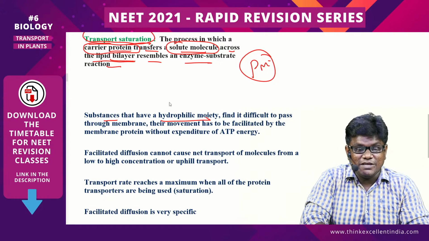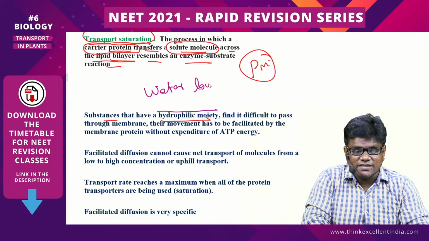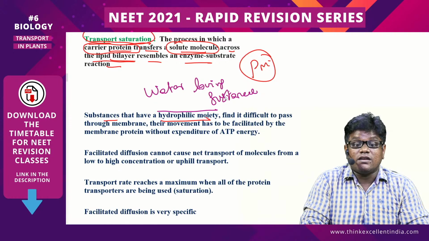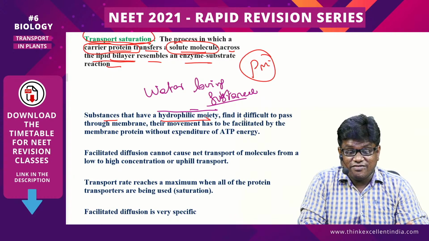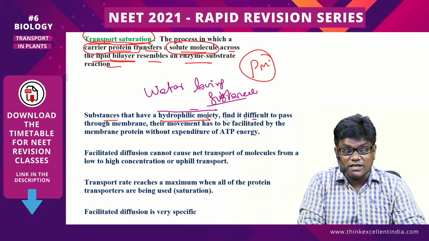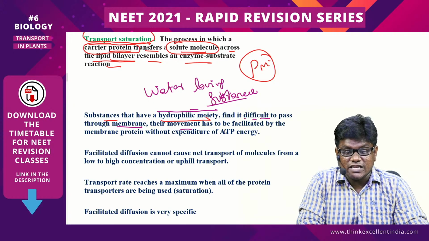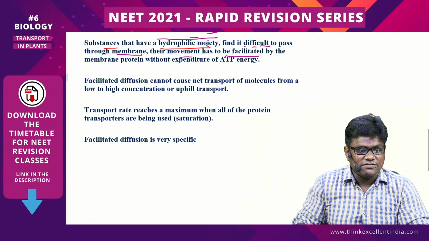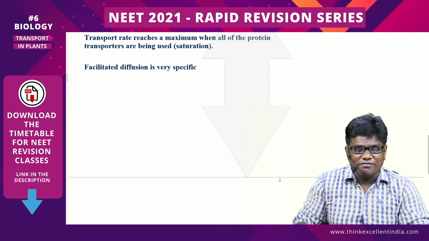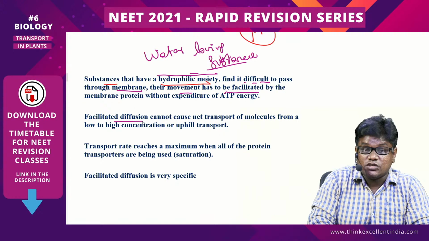And here the substance has a hydrophilic moiety. What is exactly meant by hydrophilic moiety? Water loving substances. Okay, water loving substances will actually struggle a lot. If you see, it is very difficult for them to pass out through the membrane, and the movement has to be facilitated. There is a reason here, I can explain it clearly. The facilitated transport is nothing but facilitated diffusion we are talking about.